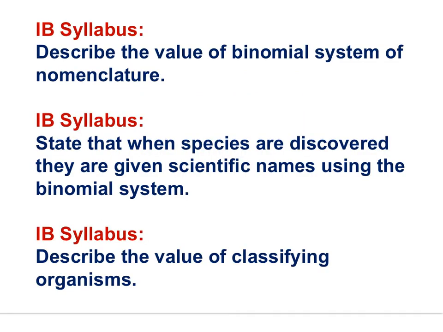So here are 3 relevant IB syllabus statements. Describe the value of the binomial system of nomenclature. State that when species are discovered, they are given scientific names using the binomial system. Describe the value of classifying organisms. The first 2 statements I've already addressed. Let's look at the last statement.